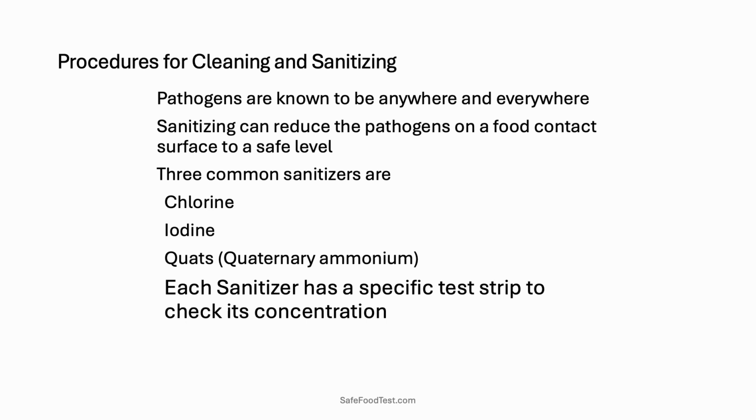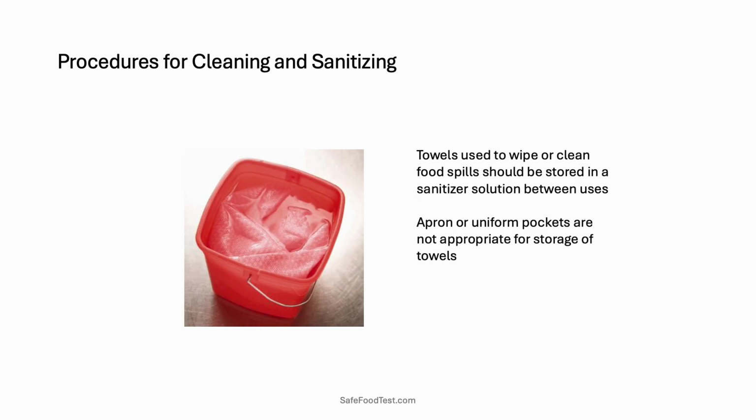There are 3 common sanitizers: chlorine, iodine, quats, or quaternary ammonium. Each sanitizer has a specific test strip to check its concentration. Towels used to wipe or clean food spills should be stored in sanitizer solution between uses. Apron or uniform pockets are not appropriate for storage of towels.